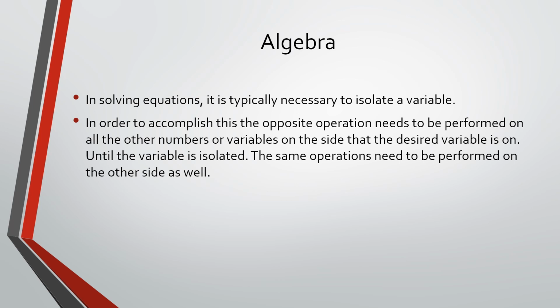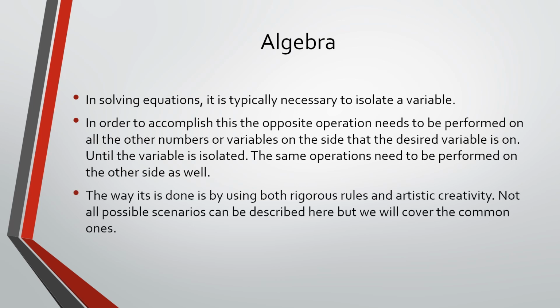There may be a variable that we don't know the value of, that we need to find. But if we change one side, we need to change the other side. They're still going to be equal. So that's an important thing of algebra. The way this is done is by using both rigorous rules and some artistic creativity, we'll call it. Not all possible scenarios can be described here, but we'll cover some common things that may come up.